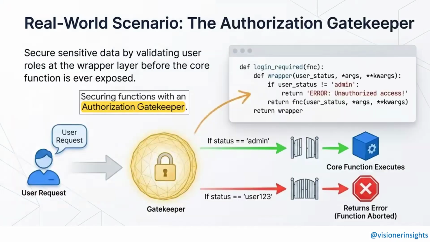And decorators aren't just for logging either. They are absolutely perfect for security. Consider an authorization gatekeeper. Here, our wrapper intercepts the application's user_status variable. Before the core function is ever even exposed, the wrapper executes a check. If user_status equals admin. If you aren't an admin, it immediately returns an error string and aborts the process entirely.